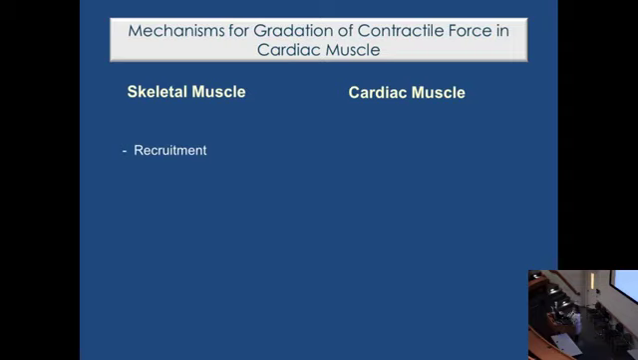Remember that we talked about if the muscle needs to develop some tension, some motor units will be recruited. If the muscle needs to increase its amount of tension, it will recruit more motor units. Remember that? So do you think that the cardiac muscle can use the same mechanism? No? Why not?